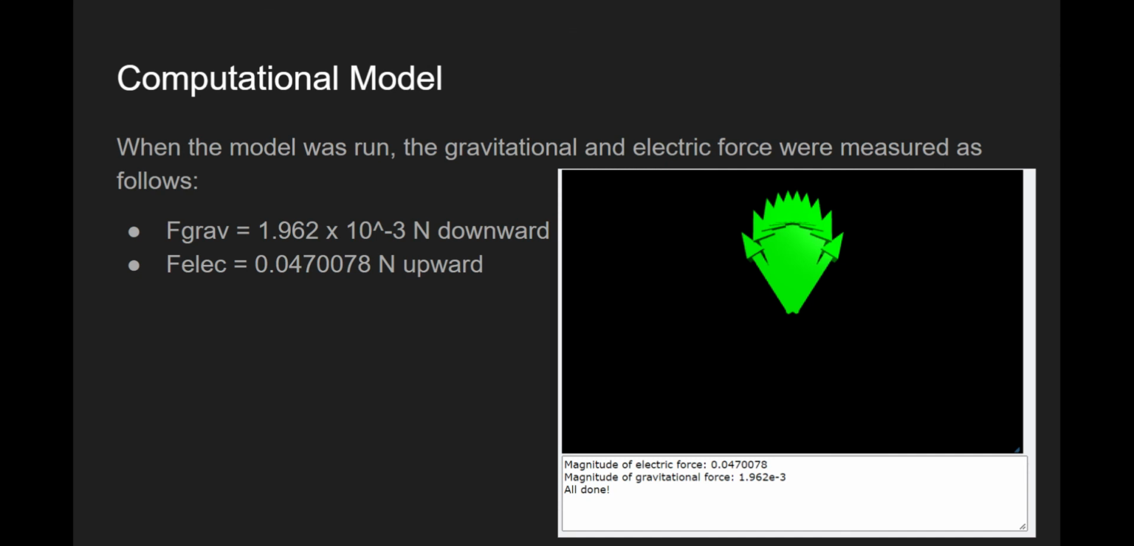When the model was run, the gravitational and electric force were measured as follows. Gravitational force was measured to be 1.962 times 10 to the negative 3 newtons downward. The electric force was measured to be 0.0470078 newtons upward.